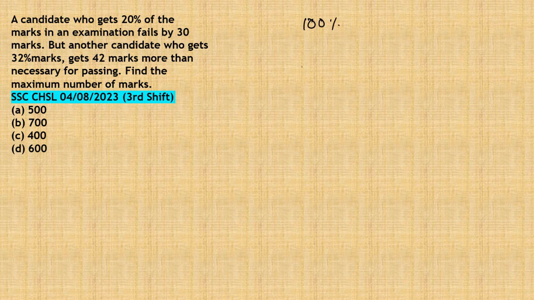Scored and failed by 30. That means 20% plus 30 is equal to the passing marks. Another candidate scored 32%, which is 42 more than the passing marks. If we deduct it, we will get the passing marks. 32% minus 20% is 12%.